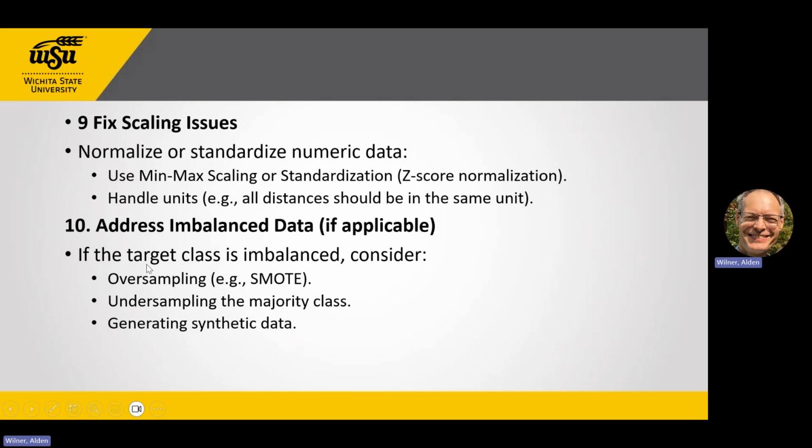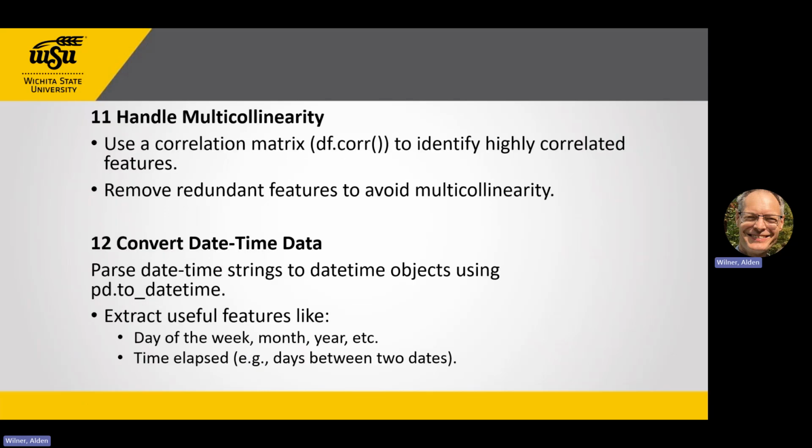We should address the imbalanced data if it's applicable. So if we have a target class that's imbalanced, we can use oversampling, undersampling, or generating of synthetic data to fix our imbalances. We need to handle multicollinearity. Well, I mentioned collinear correlation. If we've got things that are highly in lockstep, then having the second one in your model doesn't contribute anything over having the first one, right?